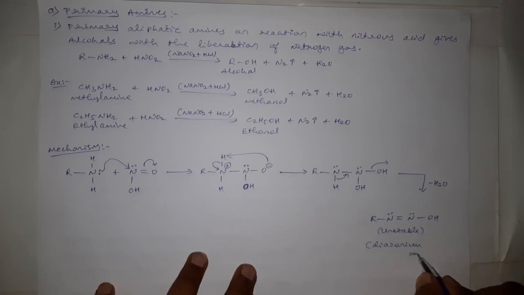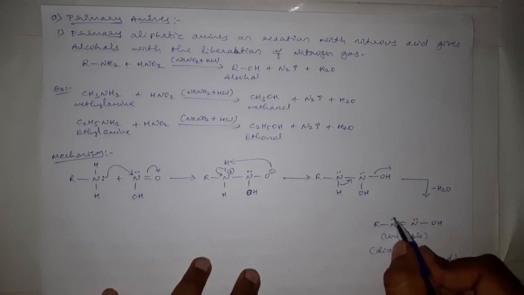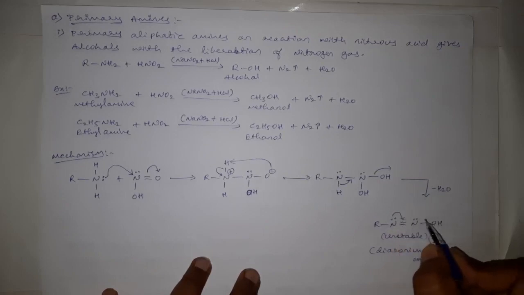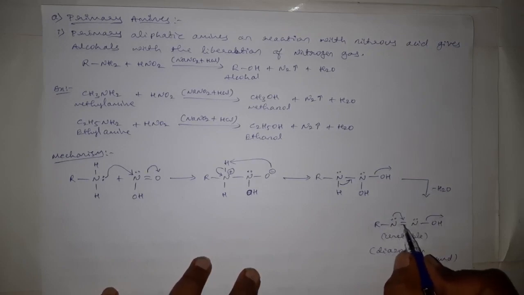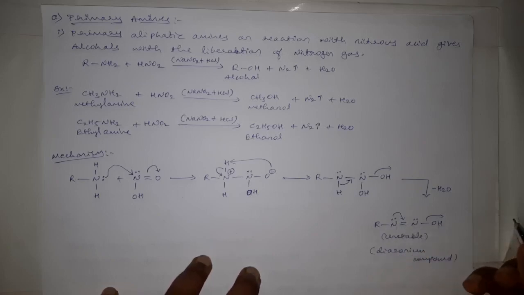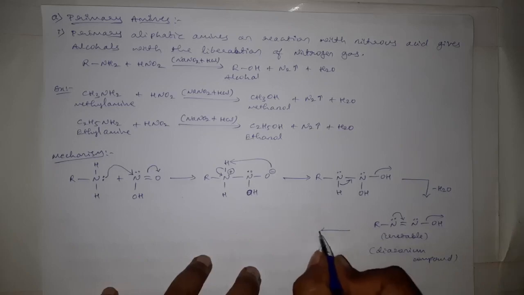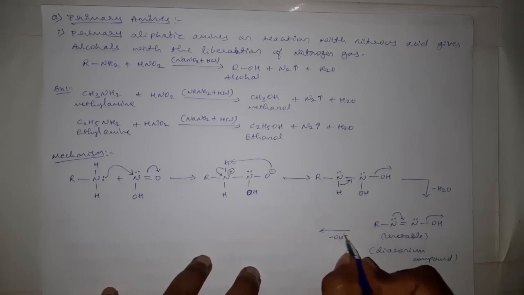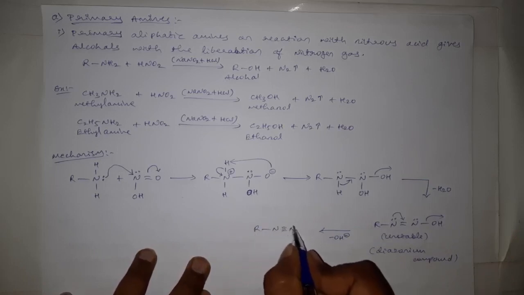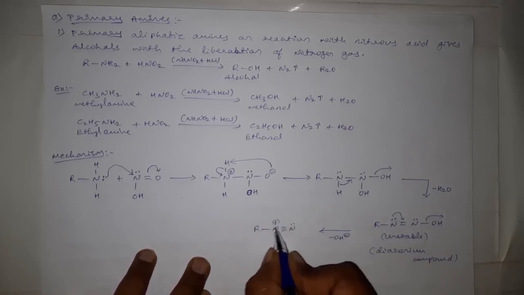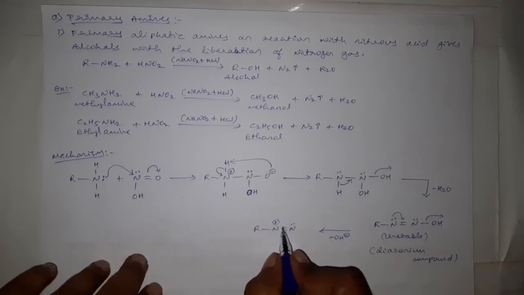Diazonium compound, and as it is unstable, the lone pairs of electrons which are present on these nitrogens will now move towards the nitrogen nitrogen double bond, and it will form a triple bond between these two nitrogens, and this OH will go out. Here we can write, after the loss of OH we are getting R N triple bond N, and as this nitrogen is forming 4 bonds, it will get a positive charge.